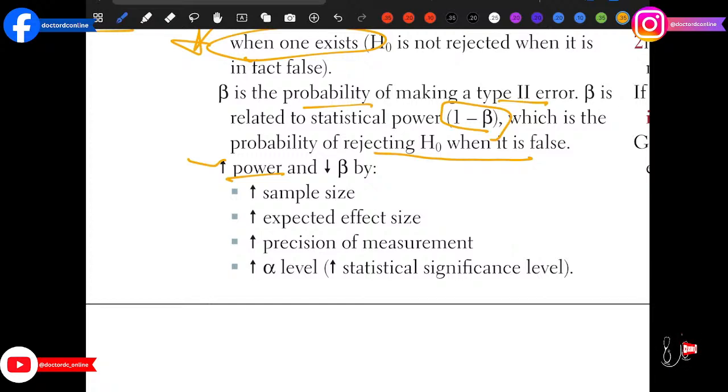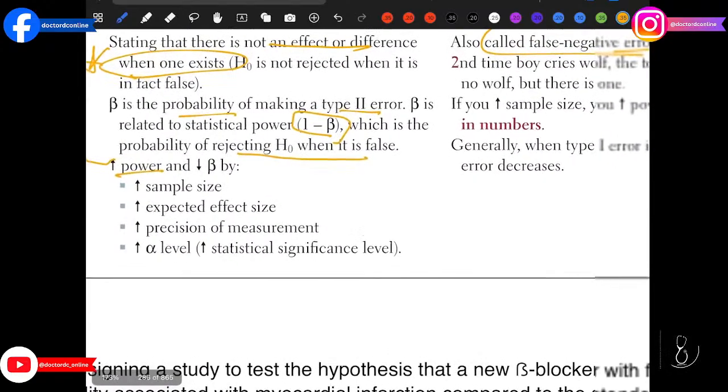Let's try a fun analogy. You're flipping a coin. Null hypothesis, it's fair. Alternative, it favors heads.